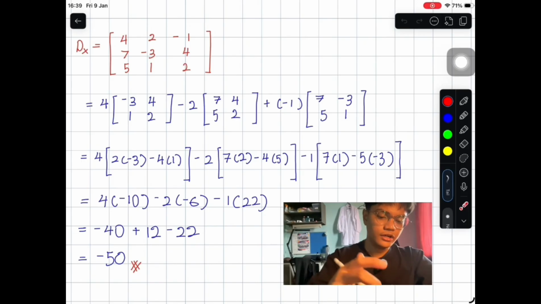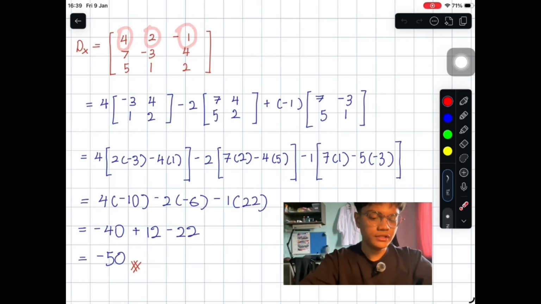I will explain the second part of the calculation. Okay. I will calculate D sub x, which is the determinant of the matrix obtained by replacing the x column with the constant terms. So the matrix is 4, 2, -1, 7, -3, 4, 5, 1 and 2. Now, I will expand this determinant along the first row.